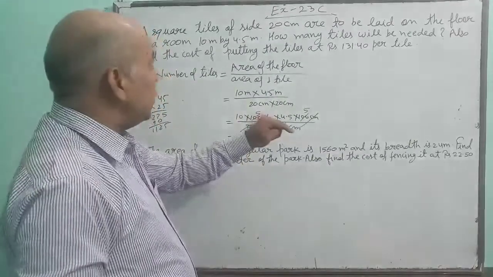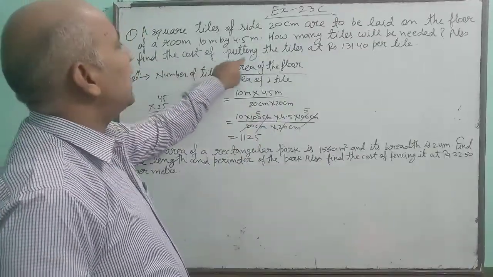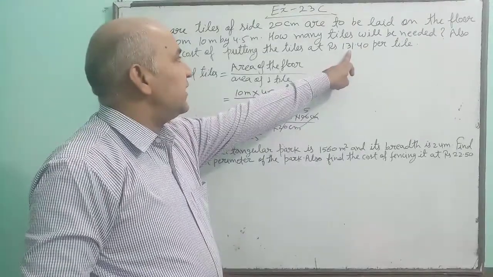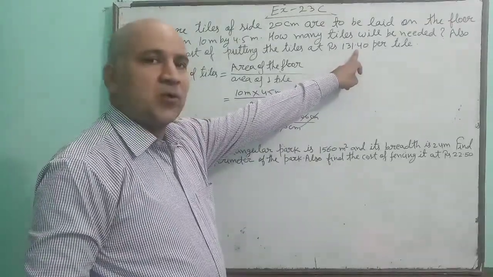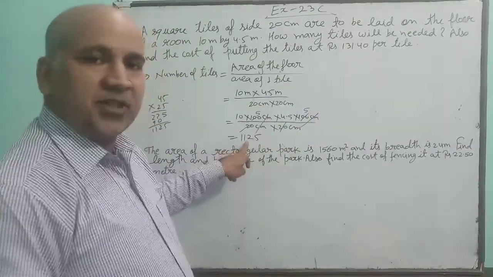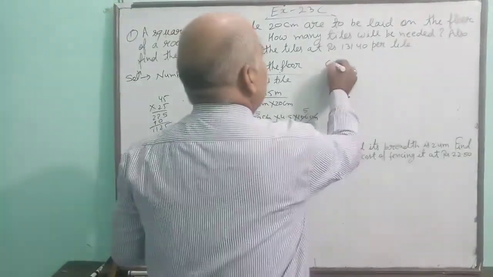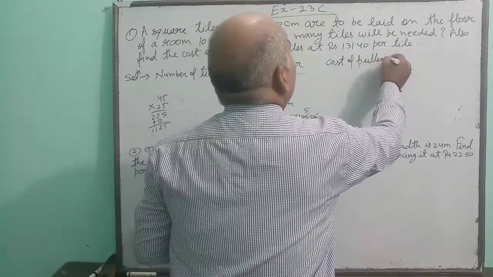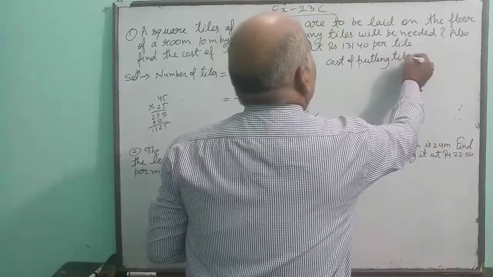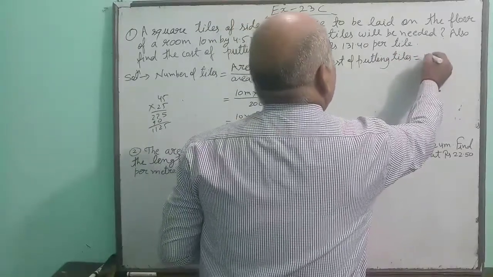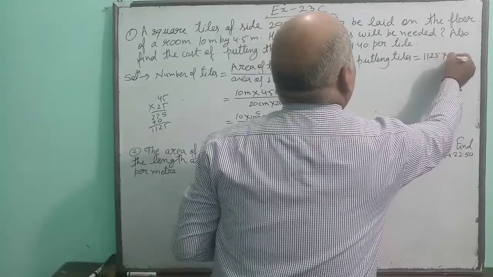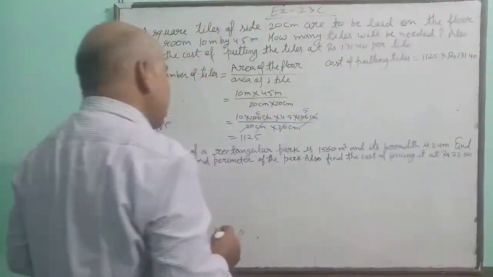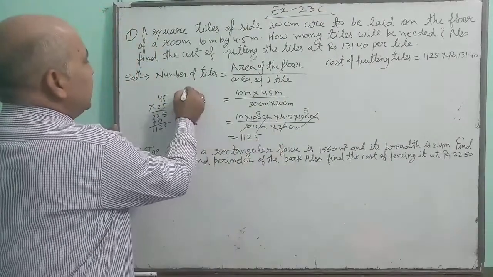But in your question, you have to find the cost of putting the tiles at this rate per tile. One tile's cost is 131.40. Then what will be the cost of these tiles? Find the answer here. The cost of putting tiles will be this 1125 multiplied by 131.40. Now multiply and get your answer.